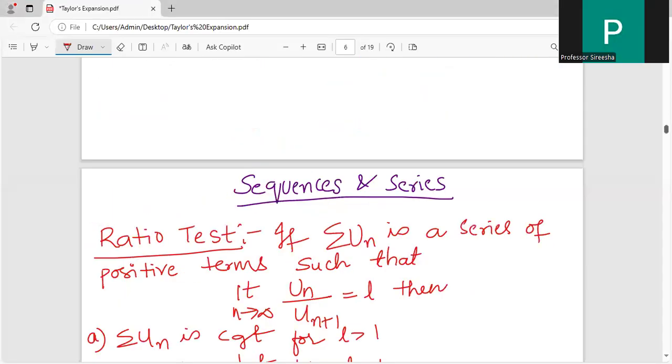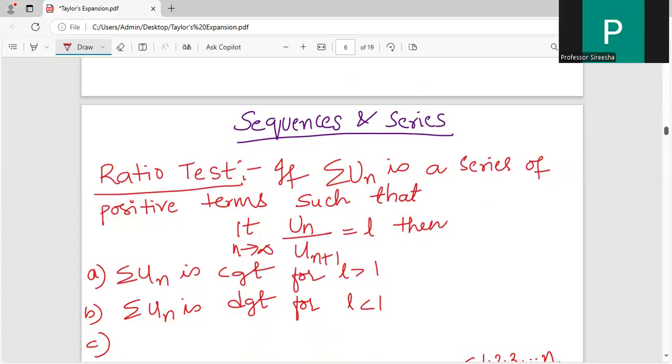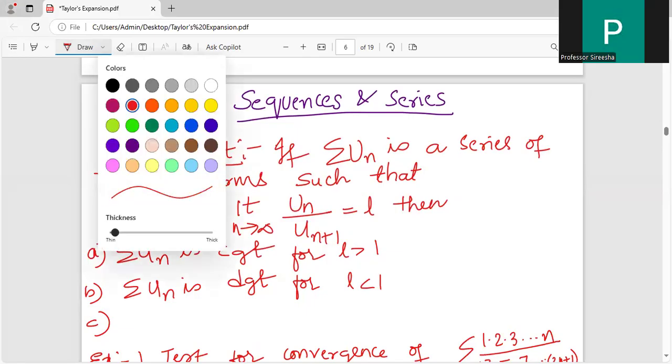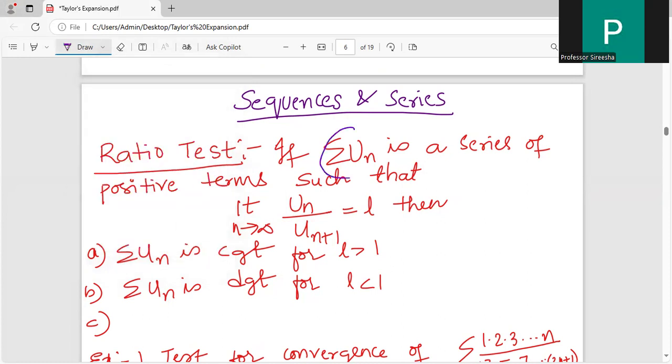Okay. So regarding sequences and series, we have an important test called the ratio test. What this test says is, if I have a series of positive terms, then the sum of a positive series would be called summation un.